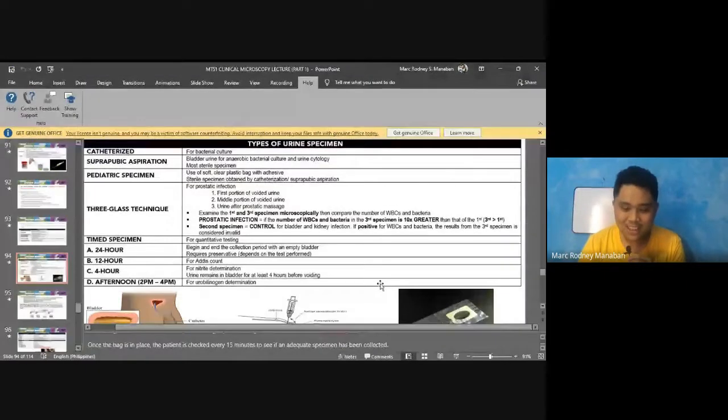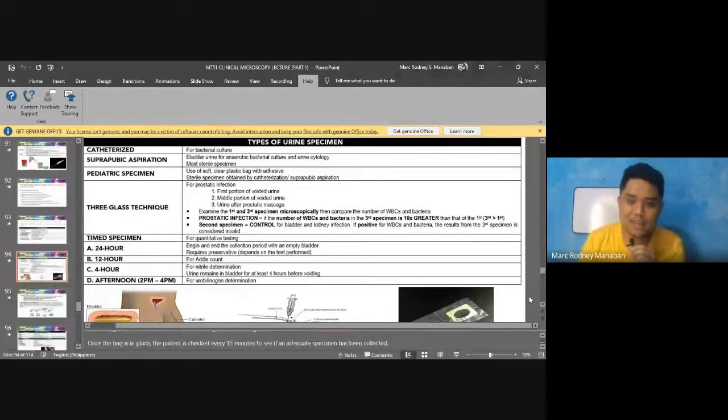That's for the pediatric specimen. Next, you have the 3-glass technique. This is usually used for prostatitis. Take note, as the name says, you collect 3 specimens. The first specimen is the first portion of the voided urine. Second is the middle portion of voided urine. And the third is urine after a prostatic massage.